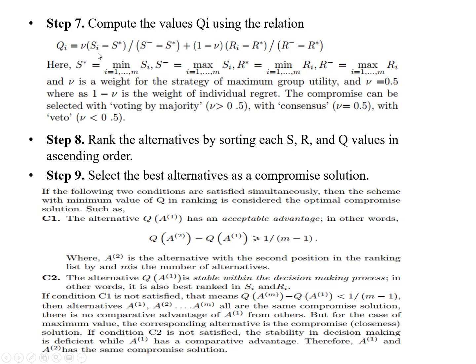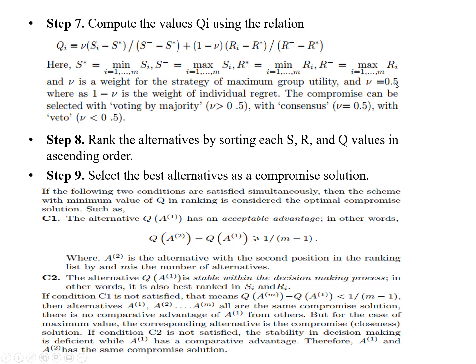Then in the 7th step we will calculate the Q value, which is a very important value, and the formulation is this one. V is basically the weight of the strategy of maximum group utility. I will show you how we check this value, but normally you do not need to be confused. You can directly use V equal to 0.5. 1 minus V is the weight of individual regret. So this V will be equal to 0.5.